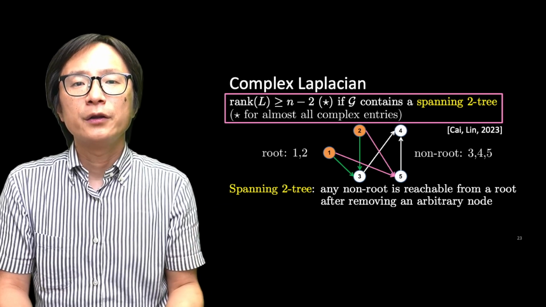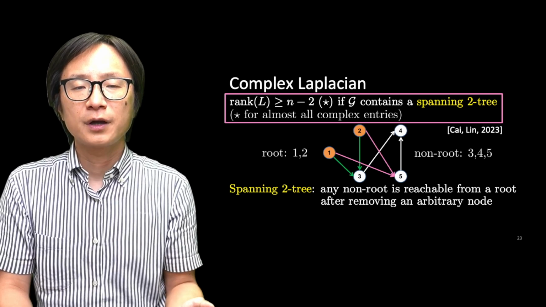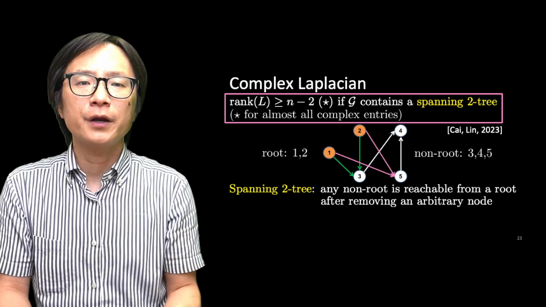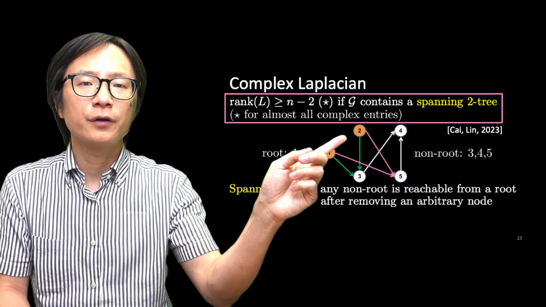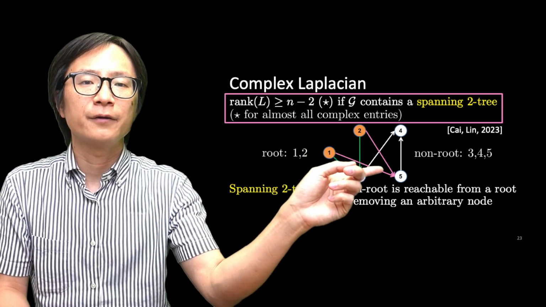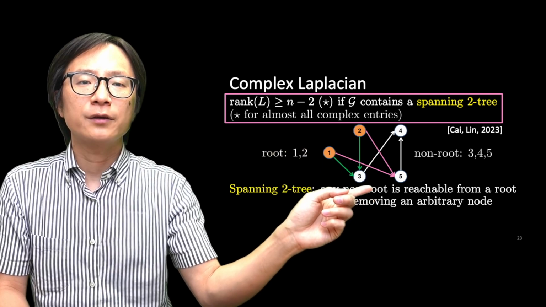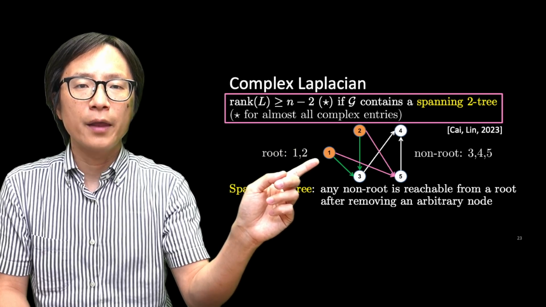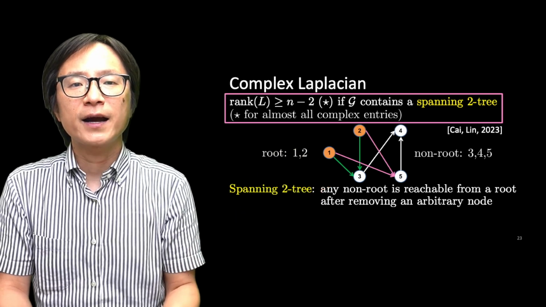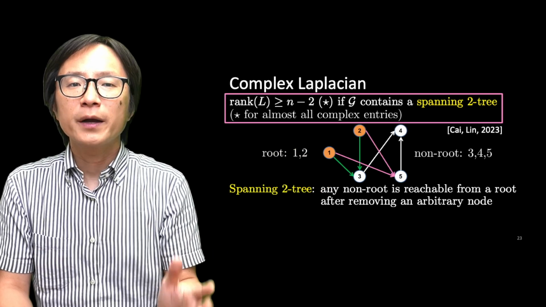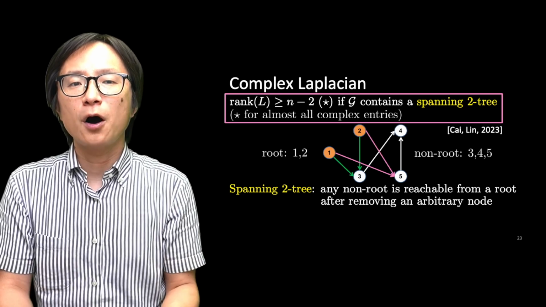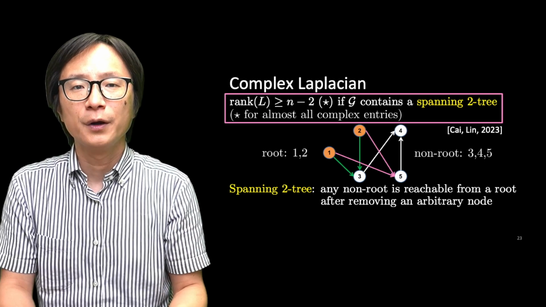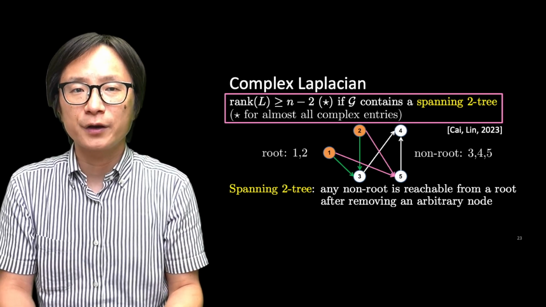In this example, nodes 1 and 2 are the 2 roots, and let's say we take node 4 as an example. If we remove node 3, node 4 can still be reached from node 2 via node 5. And we can also try to remove node 5, then node 4 can still be reached from root 1 via node 3. In fact, it can be verified that no matter which node we remove, node 4 is always reachable from one of the 2 roots. And this holds for other nodes too. So this graph contains a spanning 2-tree.